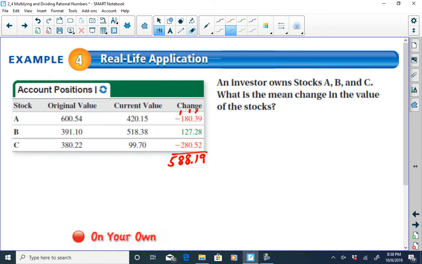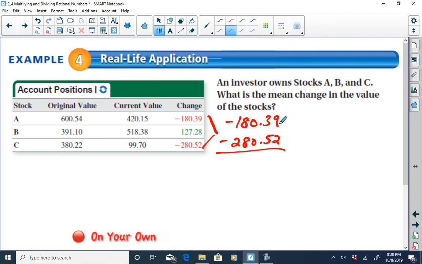I made a mistake, so let's redo that, because first we have positives and negatives there. So first let's add the 2 negative terms together. That's going to be negative 180 and 39 hundredths, and we have negative 280 and 52 hundredths. So I'm going to find the sum of the negative numbers first.